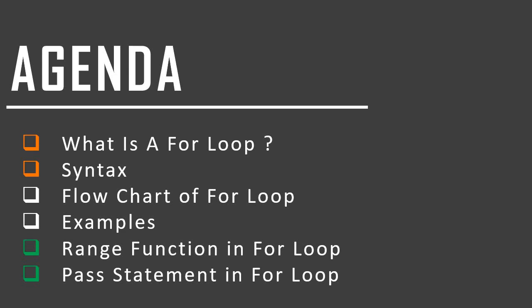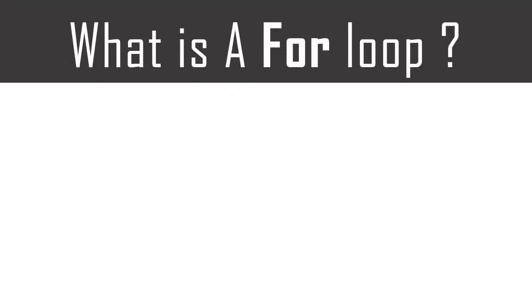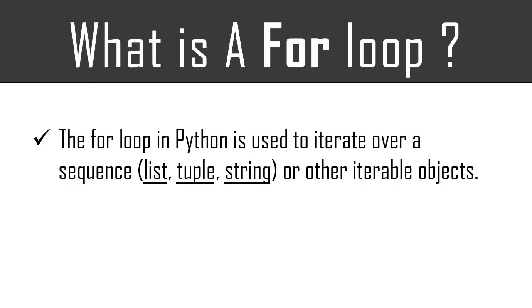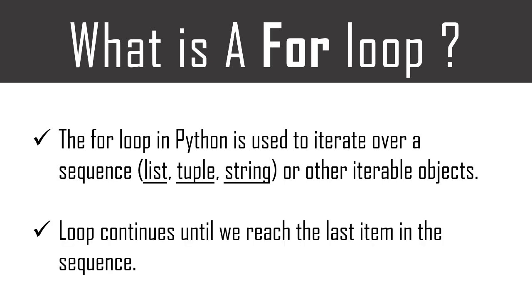Now without wasting time, let's see what for loops in Python are. The for loops in Python are used to iterate over a sequence like list, tuple, string or any other iterable objects. In Python, the loop continues until we reach the last item in the sequence.